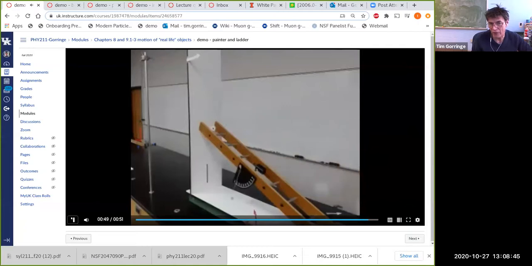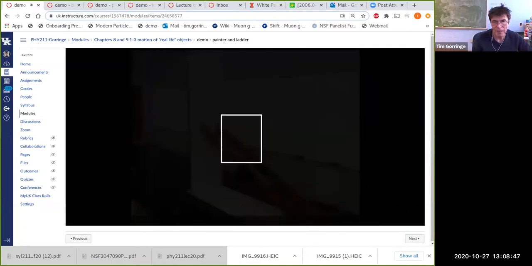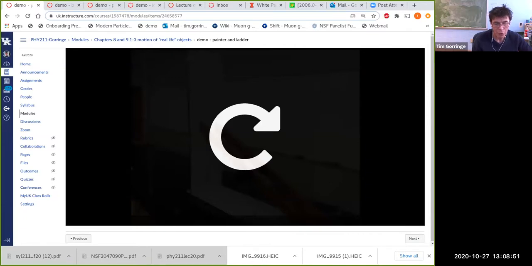Finally, we found, experimentally, the maximum height that the painter could climb to. At that point, we exceeded the maximum frictional force from the floor. And because we exceeded the maximum frictional force that was needed, the ladder slid.